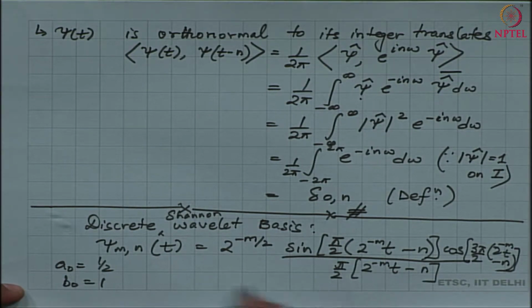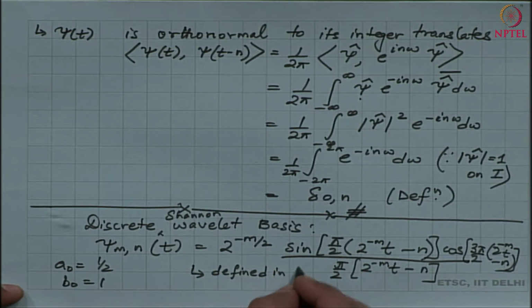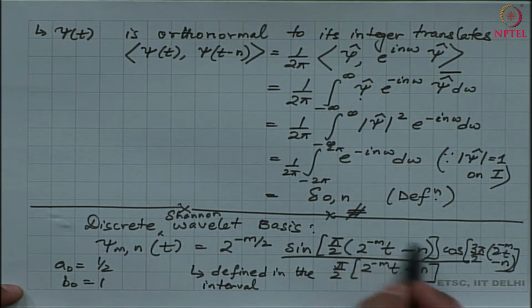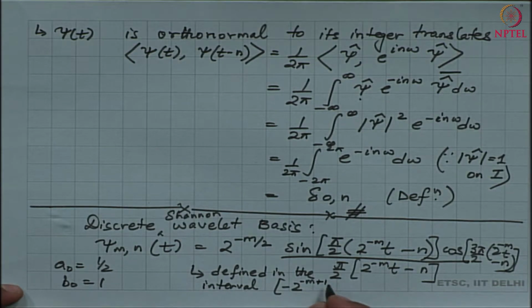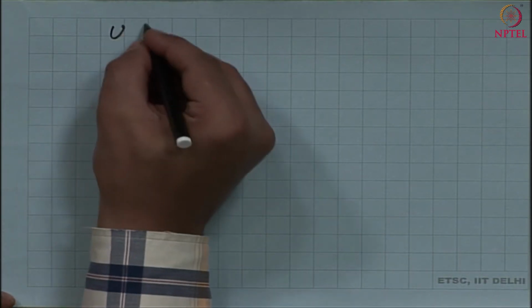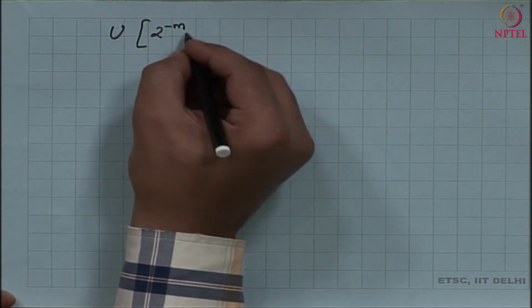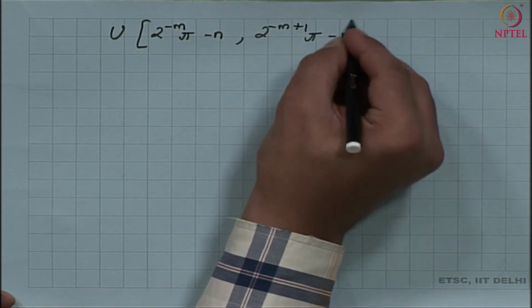Then this particular definition is going to be defined in the interval. I am going to replace the interval of t with the interval of this argument. So, it is going to be defined in the interval from negative 2 to the power minus m plus 1 pi minus n, comma, negative 2 to the power minus m pi minus n, union the other interval, 2 to the power negative m pi minus n, comma, 2 to the power negative m plus 1 pi minus n. Okay.